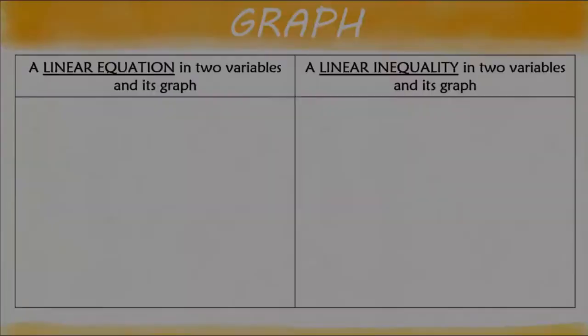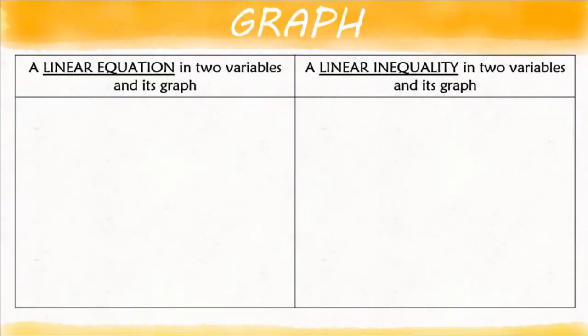Now, let us observe the graph of a linear equation and a linear inequality in two variables. We have 5x + 2y = 14 under linear equation, and 5x + 2y ≥ 14 under linear inequality. And their graph.